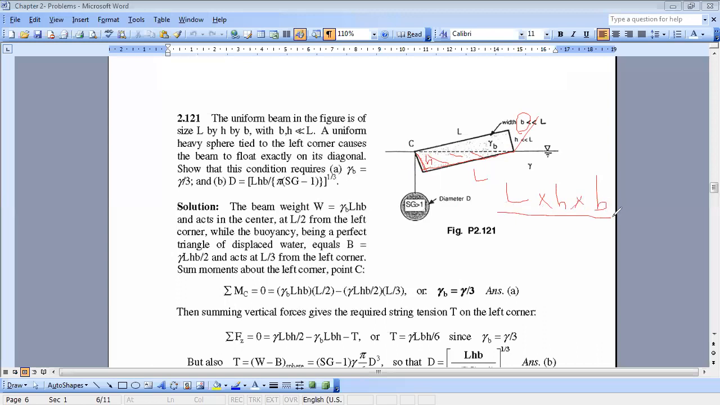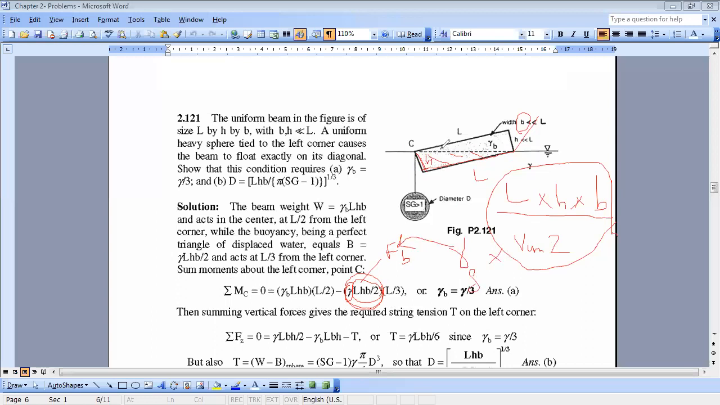And here, even if H is not smaller than L, this will remain valid. This will remain valid even for large values of H because this is a rectangle. So this is the volume LH times B over 2. I multiply it by gamma of the fluid, I get the buoyancy force. So this is my immersed volume multiplied by gamma fluid will give me the buoyancy force.